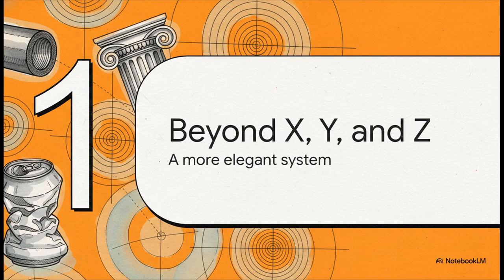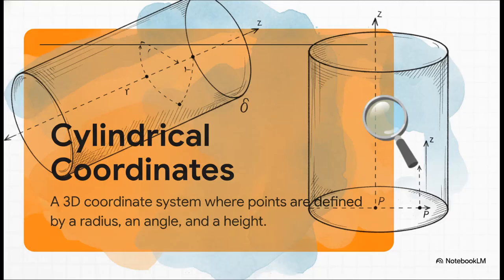For anything with that round, circular symmetry, we're talking pipes, columns, that soda can, we have a system that is so much more elegant. And this isn't just about making equations look prettier. Trust me, when you get to triple integrals, this way of thinking is an absolute game changer. It makes calculating tricky volumes so much easier. And that system is, you guessed it, cylindrical coordinates.